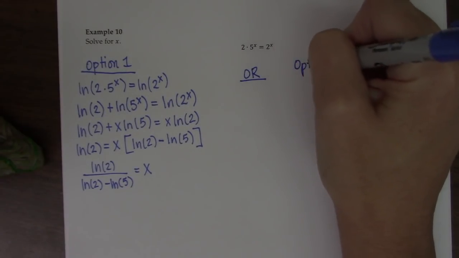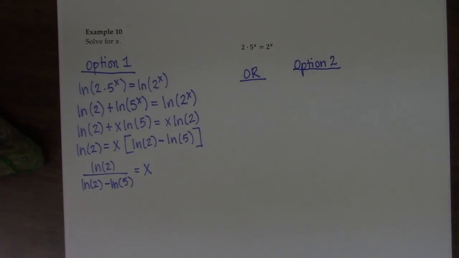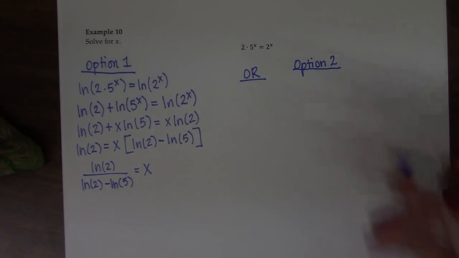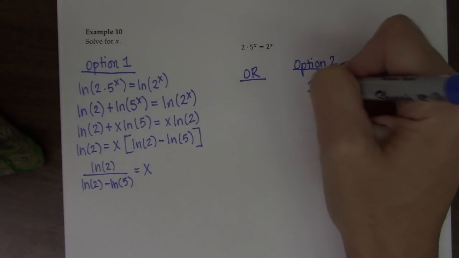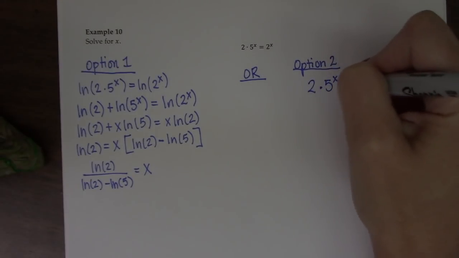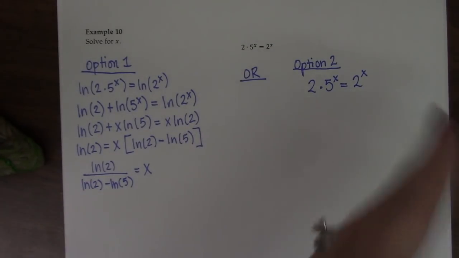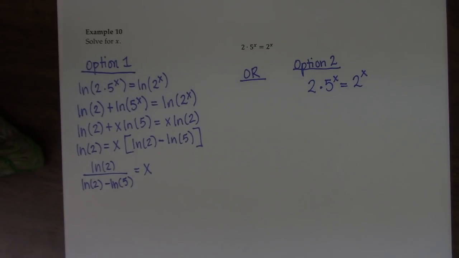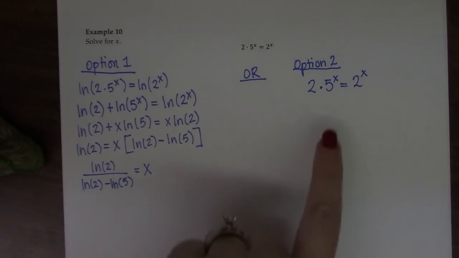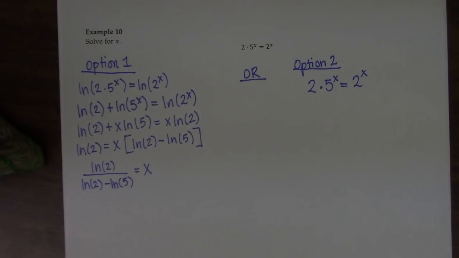So let's call this option 2. Well, if I write this equation out, I see a lot of 2's. I see 2's on the left and I see 2's on the right. Oh, sorry, I said that wrong. I see x's in the exponent, okay?